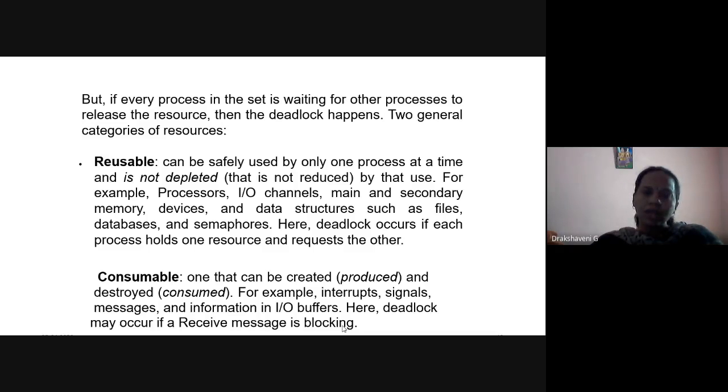Consumable is one that can be created, produced, and destroyed, consumed. For example, interrupts, signals, messages, and information in input output buffers. Here, deadlock may occur if the receiving process is blocked waiting for a message.